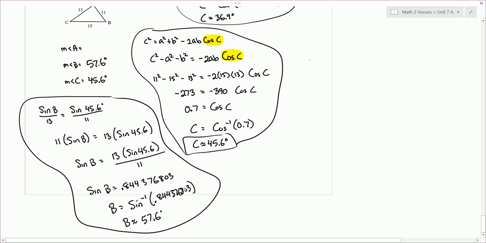Now we have two angles, we're missing one more, and we know that all three add up to 180. So A plus, if you add 57.6 with 45.6, you get 62.2. And subtract that from 180, and you end up with A is 117.8 degrees.